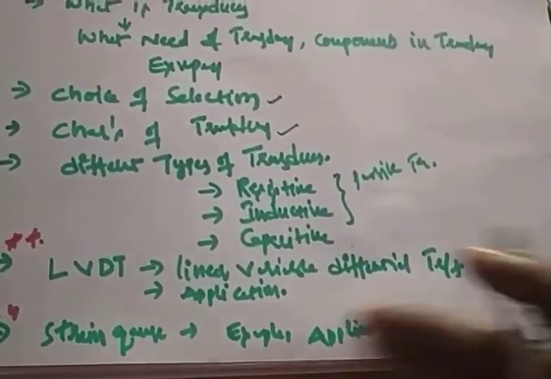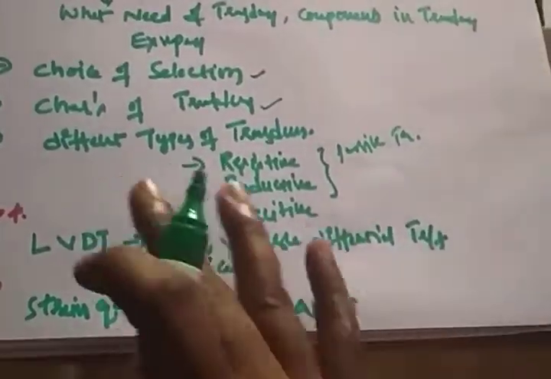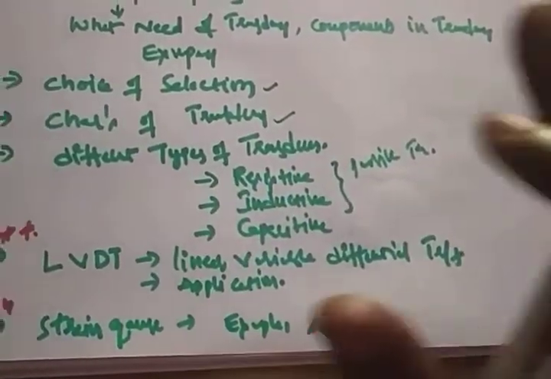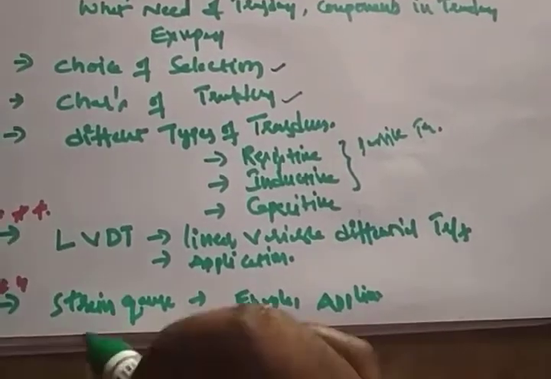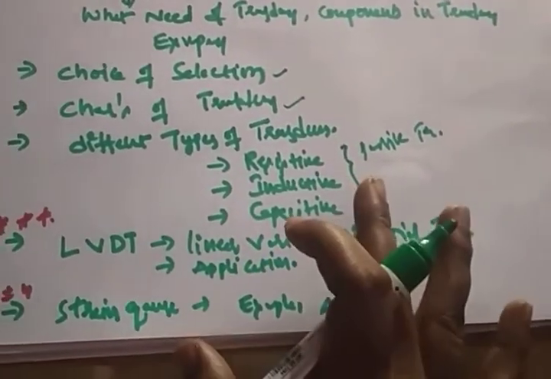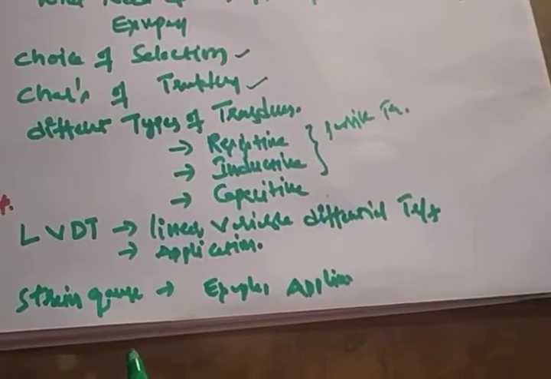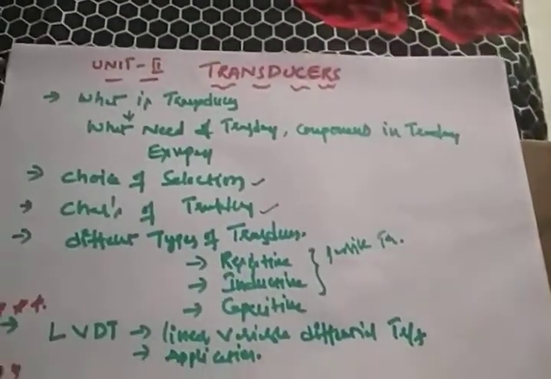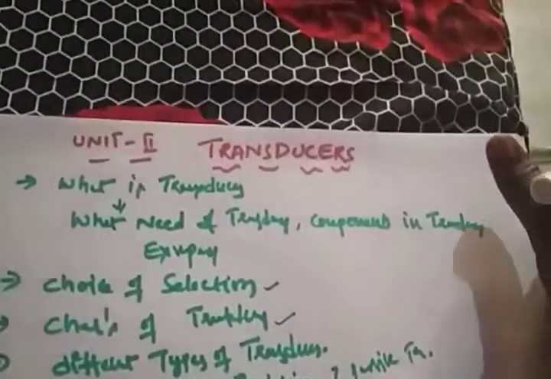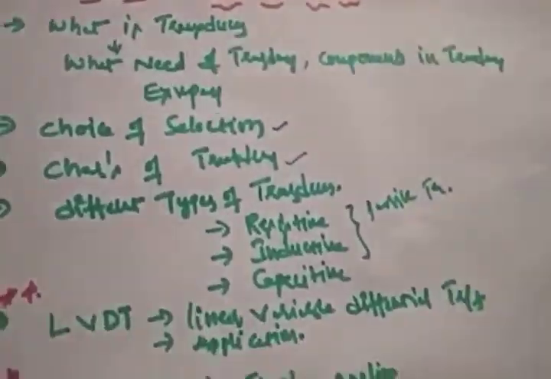How the linear displacement is converted to electrical energy, that we will discuss neatly. No doubt, it is a very, very important question. And after that, applications. And the last and final concept is the strain gauge. This is also a very, very important question. The gauge formula, gauge sensitivity, and all these things we derive. After that we'll discuss some examples and applications of these transducers. This is the syllabus that we are going to discuss through these e-lectures.